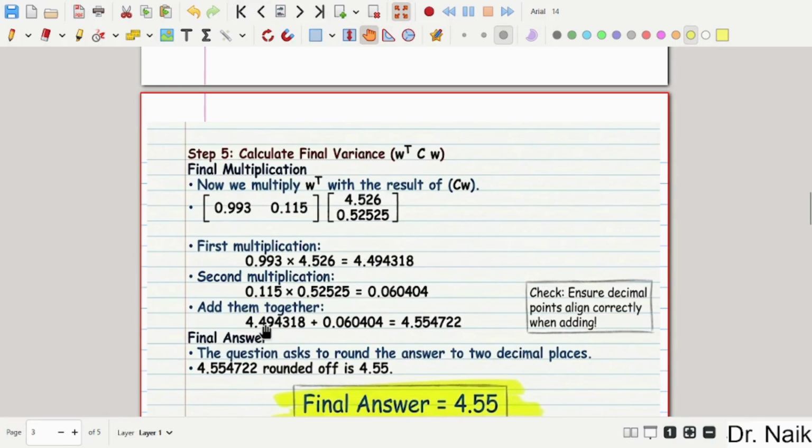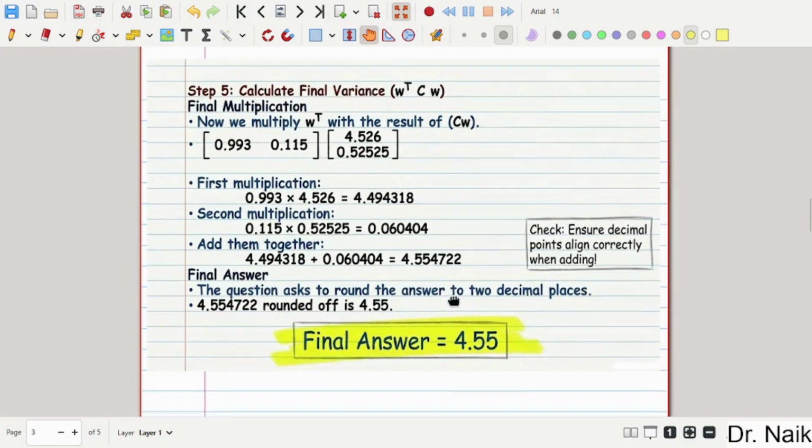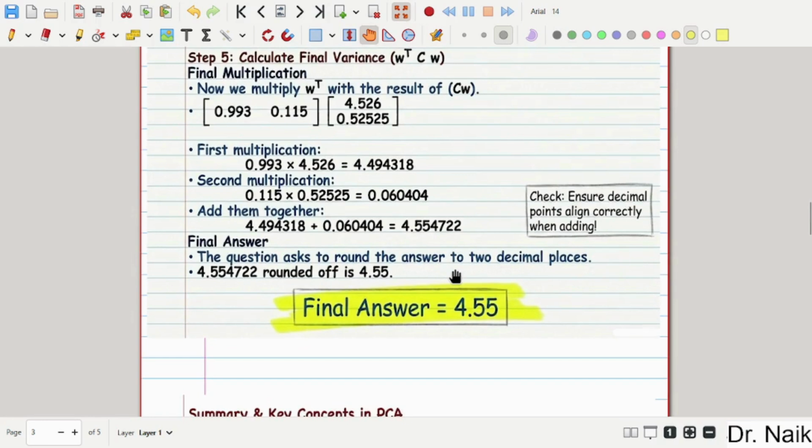Now add these two terms together. 4.494318 plus 0.060404 is equal to 4.554722. But the question asks to round the answer to 2 decimal places. Therefore, it is rounded off to 4.55. Therefore, our final answer is 4.55.